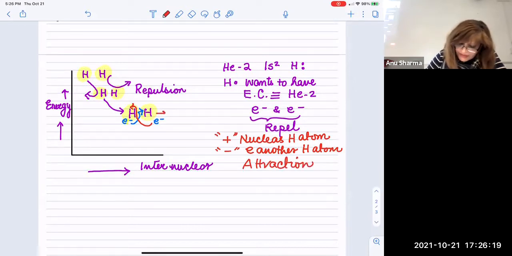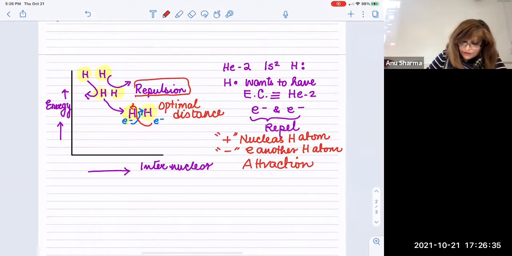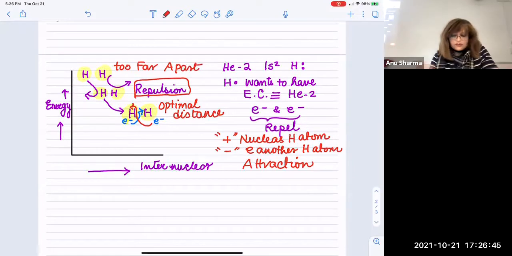In order to make that bond, this has to happen only at a certain optimal distance. It is not supposed to be too close. If they come too close, like we said, there is repulsion. If they are too far apart in the top state, they are not even talking to each other, so there is no attraction and no need to make the bond.